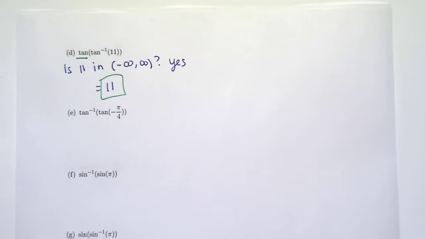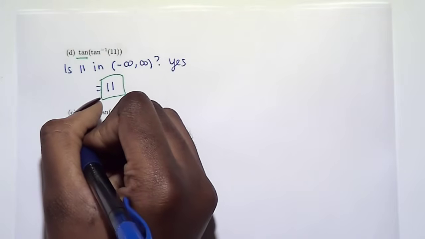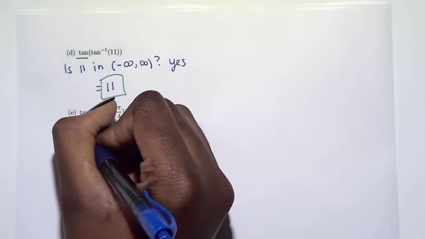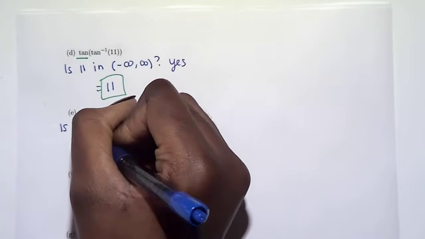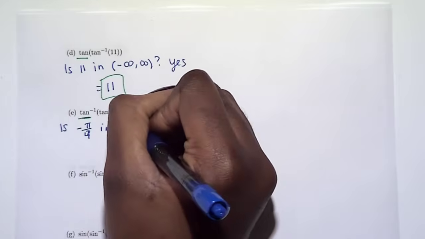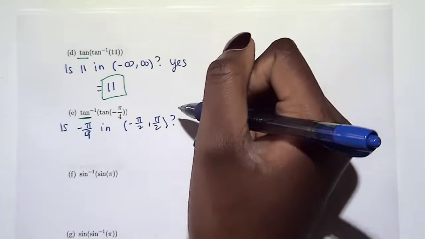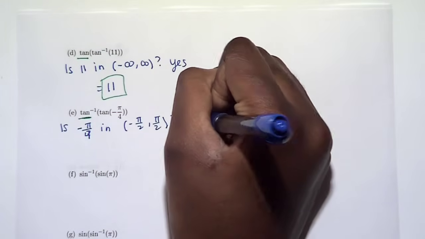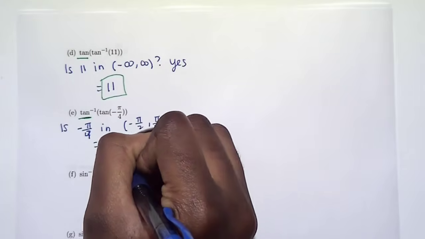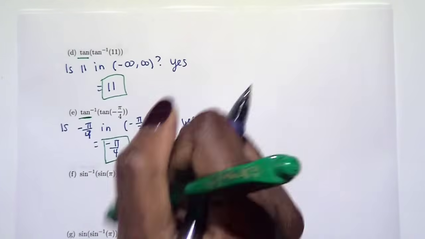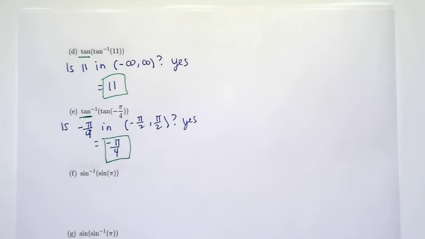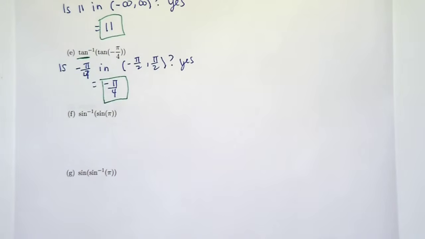Tangent inverse of tangent of negative pi over 4. Here's the outside function. What is the range of tangent inverse? It's negative pi over 2 to pi over 2, open brackets, or parentheses, I mean. So is negative pi over 4 in the interval between negative pi over 2 and positive pi over 2? Of course it is. So that means the answer is negative pi over 4.